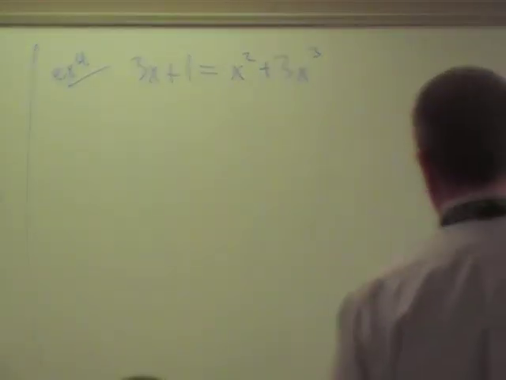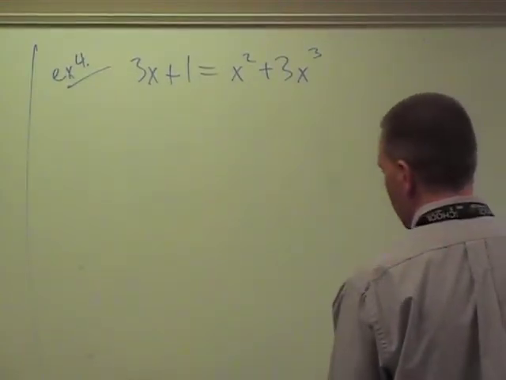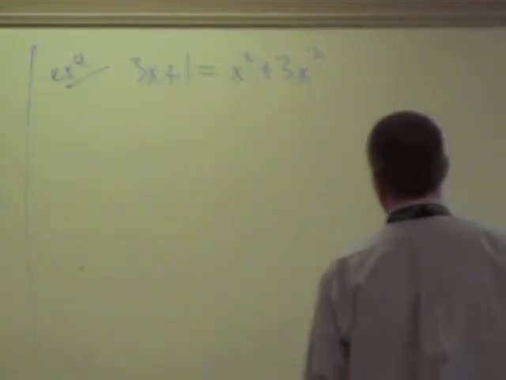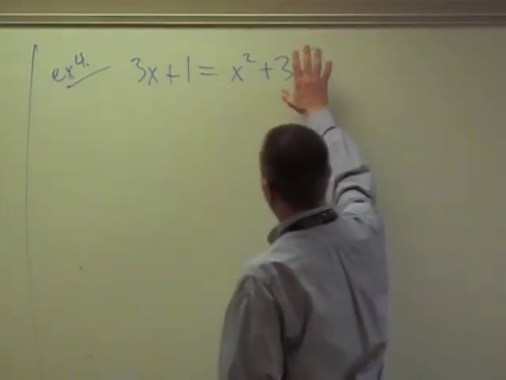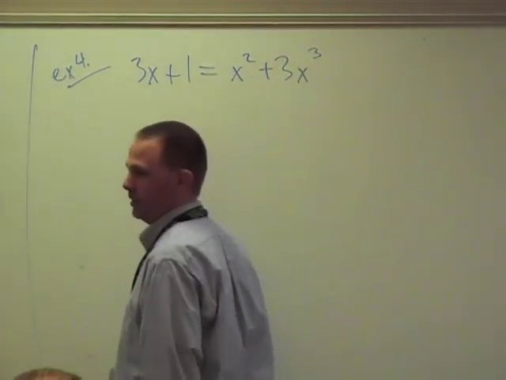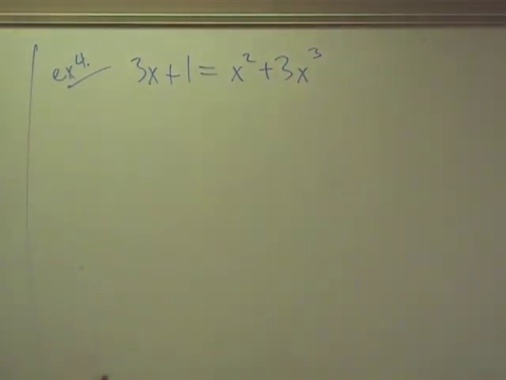I would move everything to the right. That's just a preference, it's an opinion, just because the positive largest exponent term is on the right. If it was negative, then I would have moved it to the left. You get the same answer either way.